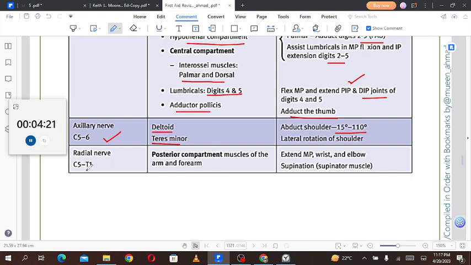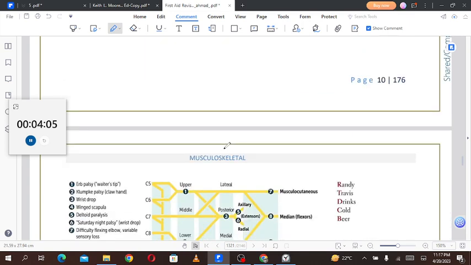So radial nerve, C5 to T1, supplies the posterior compartment muscles of the arm and forearm. They extend the metacarpophalangeal joint, wrist and elbow, and supination by the supinator muscle. So they help in supination by the supinator muscle. That is the function of the radial nerve.